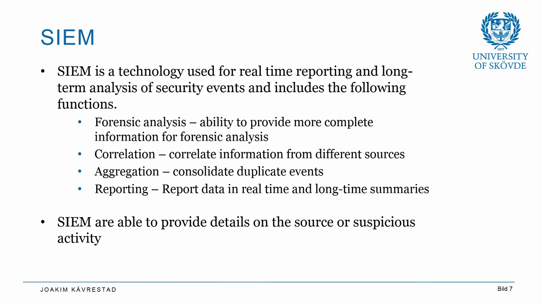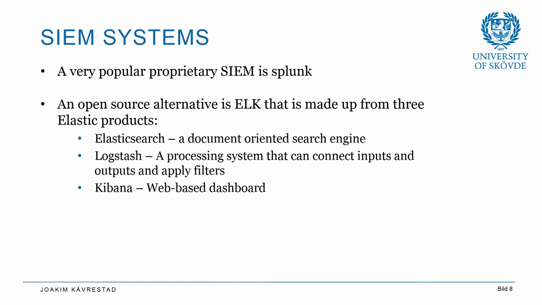Then correlation, and correlation is a big thing with SIEMs, and correlation means the ability to correlate information from different sources, essentially taking log files from different sources and presenting the log files that belong together to you. Aggregation, which is, for instance, to consolidate duplicate events. Reporting, which means that the SIEM should be able to report data in real time using some sort of fancy dashboard, and also give you long-term summaries of what is happening. And the thing with SIEMs is that in doing all of this, they are able to provide details on, for instance, the source of suspicious activity, so you actually know what IP address is trying to do stuff to your network.